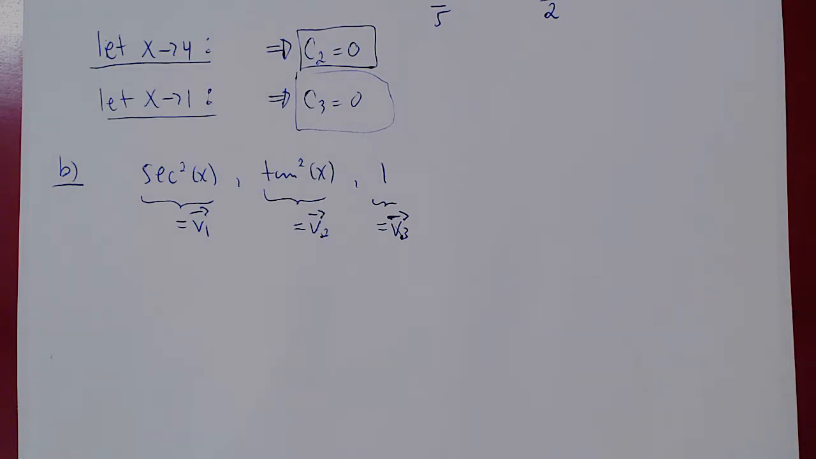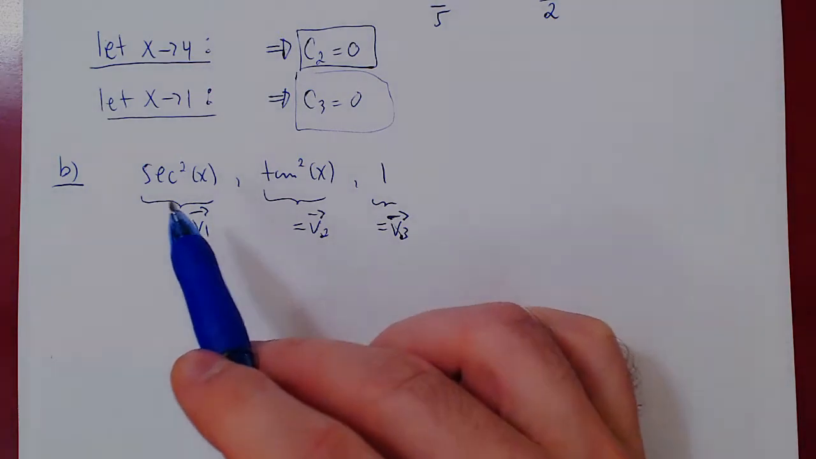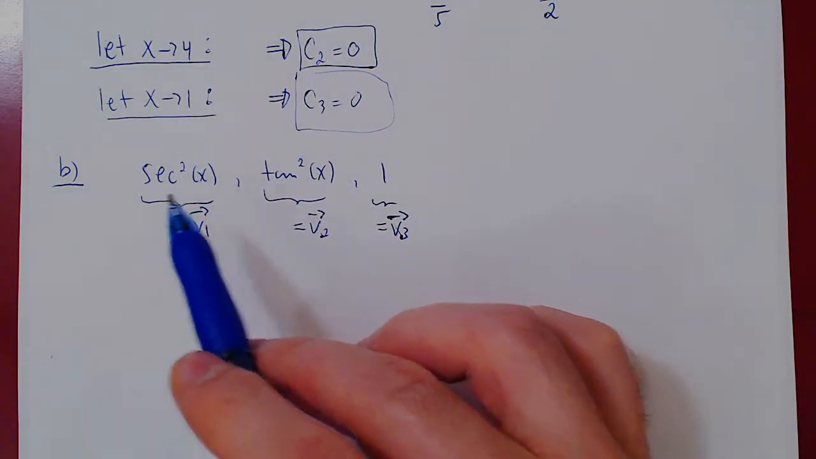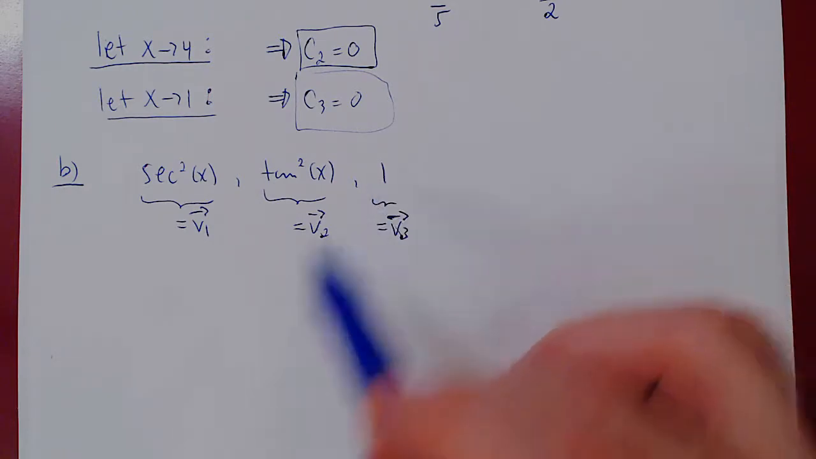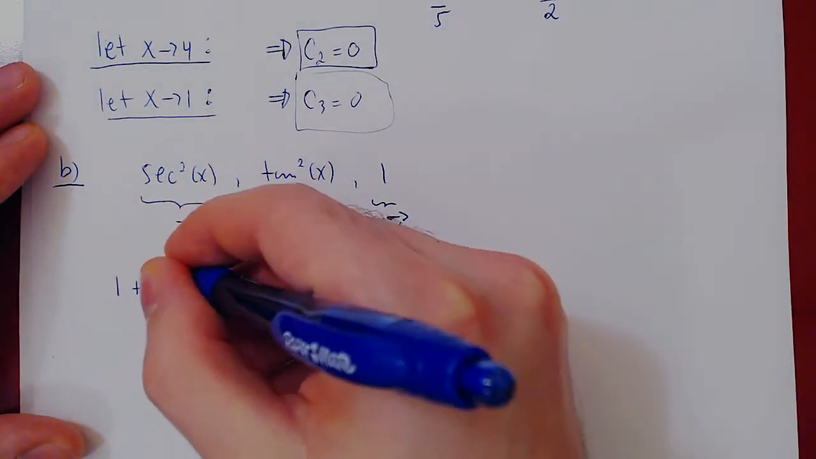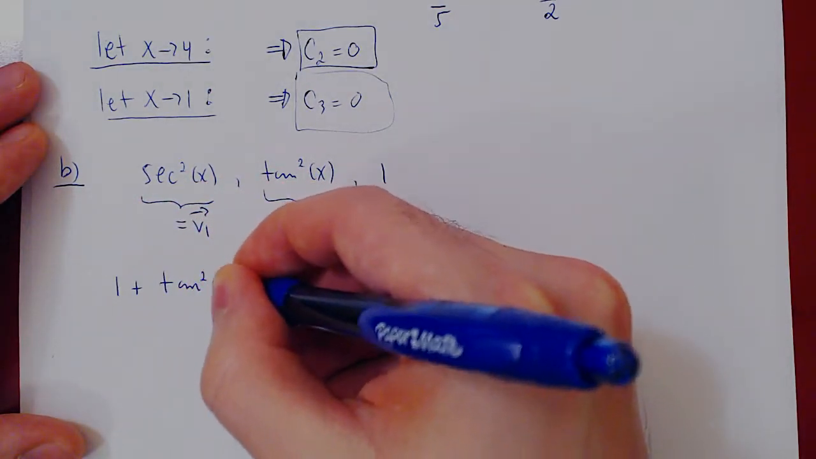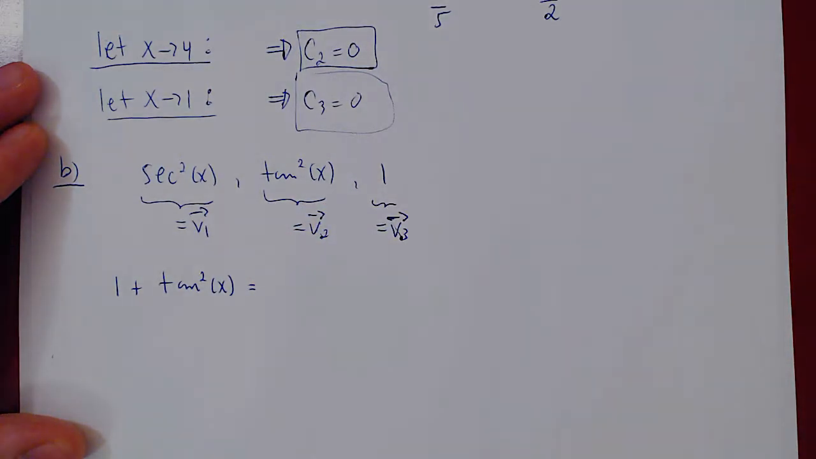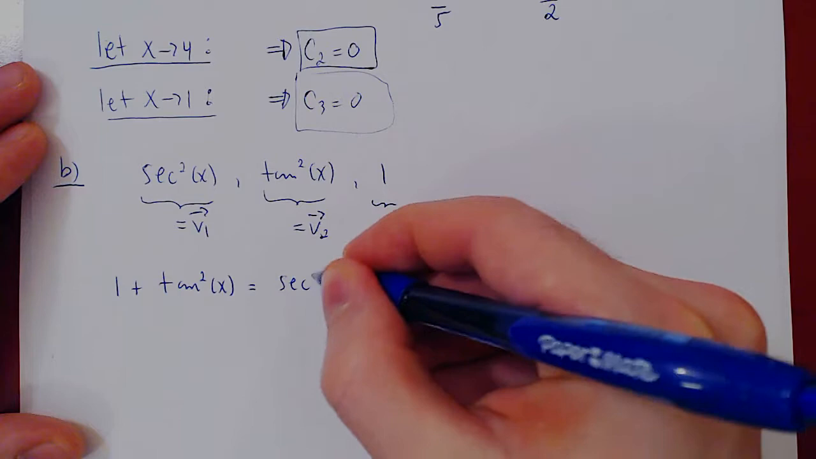There are several ways to look at this, but if you remember the result that said that vectors are linearly dependent if and only if at least one is a linear combination of the others. So vectors are dependent if somehow there is a connection between them. So here we can be quite sneaky. We can ask, is there a known connection between secant squared, tangent squared, and the constant function 1? And the answer is yes. If you remember, 1 plus tangent squared is equal to secant squared.